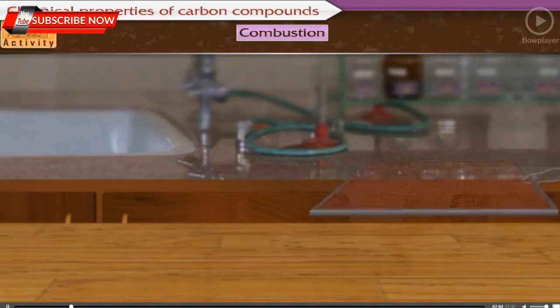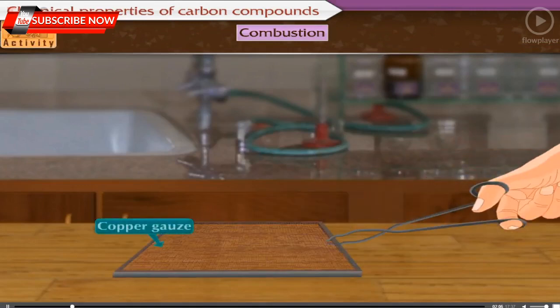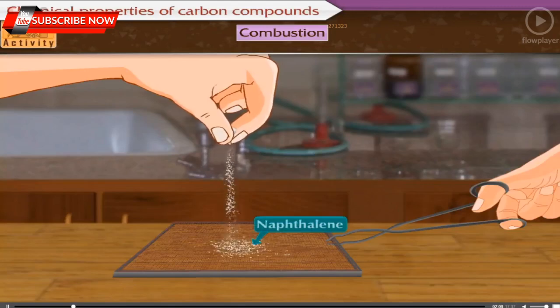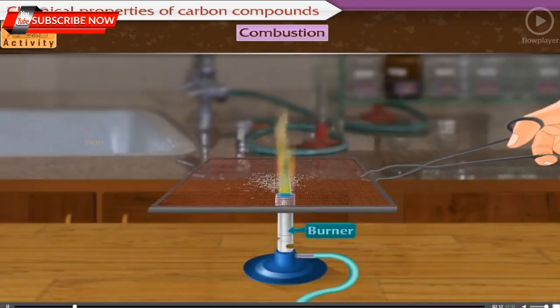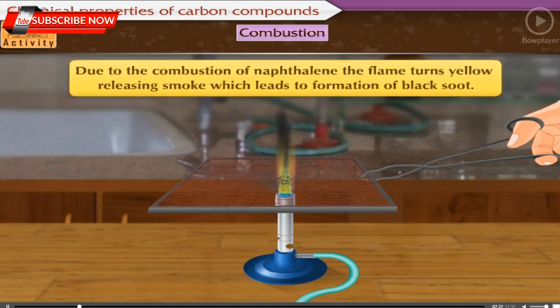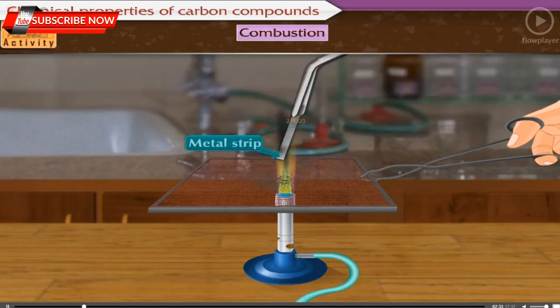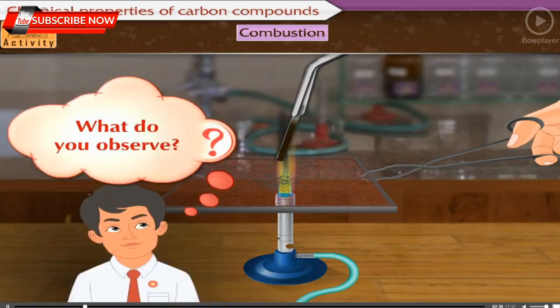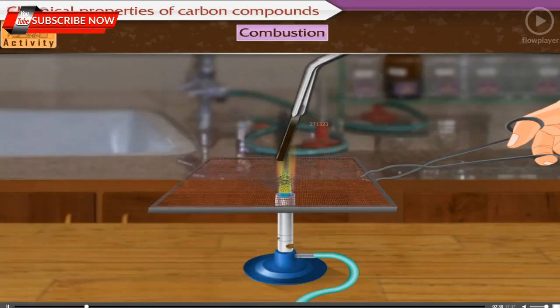Activity: let us first take a clean copper gauze and add a pinch of naphthalene powder on it. Now, let us hold the copper gauze on the blue flame of the Bunsen burner and observe the flame. We observe that, due to the combustion of naphthalene, the flame turns yellow, releasing smoke, which leads to formation of black soot. Now let us hold a metal strip over this flame. What do you observe? We observe that a deposit of black soot has got collected on the metal plate.